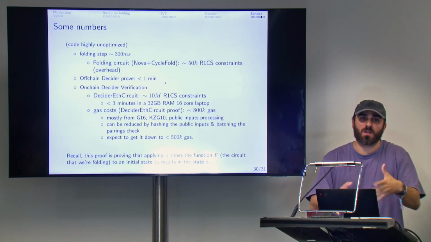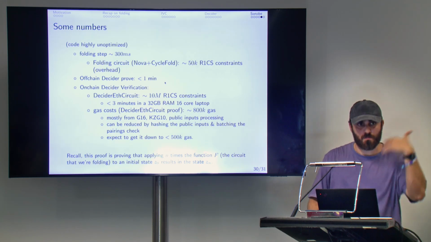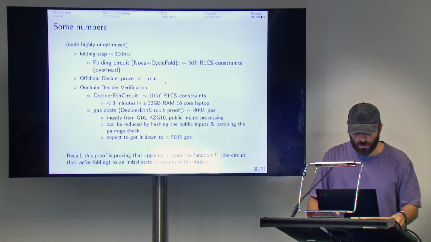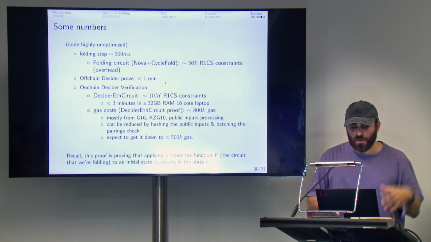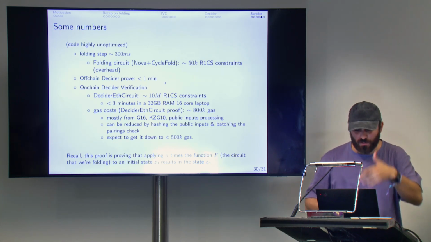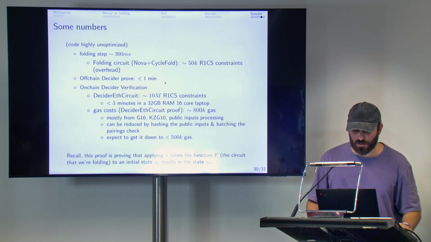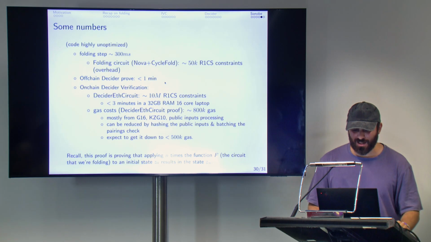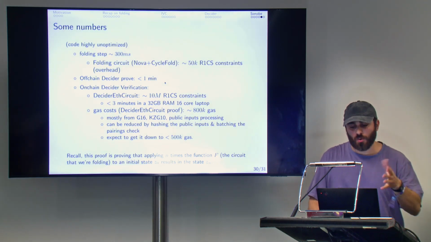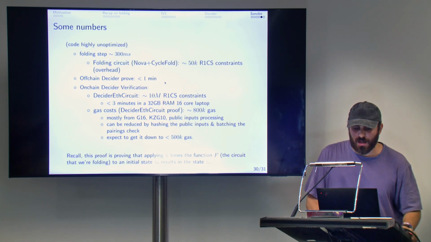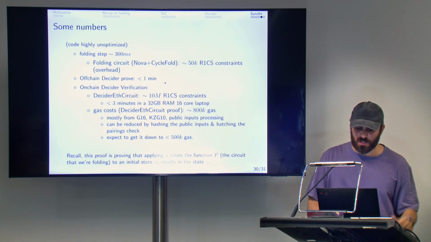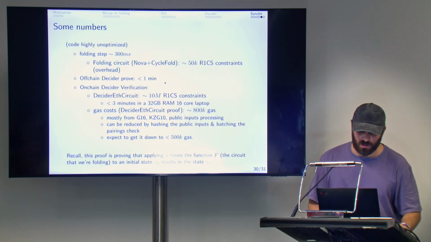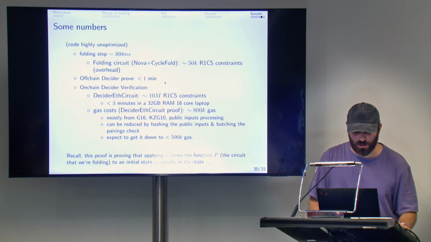But the objective of this project was to be able to verify folding schemes on-chain, because so far there were no options. So the final circuit that we prove to verify on-chain is roughly 10 million constraints. It takes around 3 minutes on this ThinkPad, and this is unoptimized. The gas cost is currently around 800K of gas. It's basically like 2 KZG proofs and 1 Groth16 proof. You can do some tricks, hashing the public inputs and also batching the pairing check, and ideally we could reduce it to 500K of gas or less.